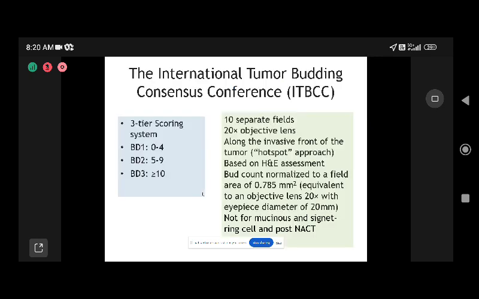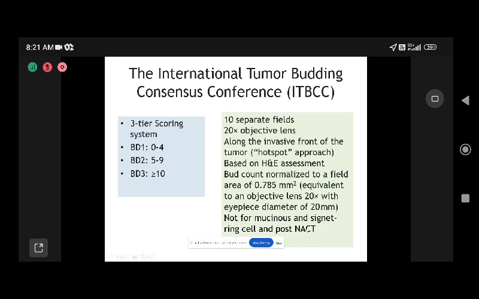There is a scoring system proposed by the International Tumor Budding Consensus Conference. It is a 3-tier scoring system where we count the number of buds at the invasive end: the budding score is low, 0 to 4, intermediate, 5 to 9, or high, where you find 10 or more buds in 10 fields. High tumor budding is an adverse prognostic factor, especially when we talk of early cancers. This is taken into account and may be an indication for chemotherapy if you find high tumor budding.